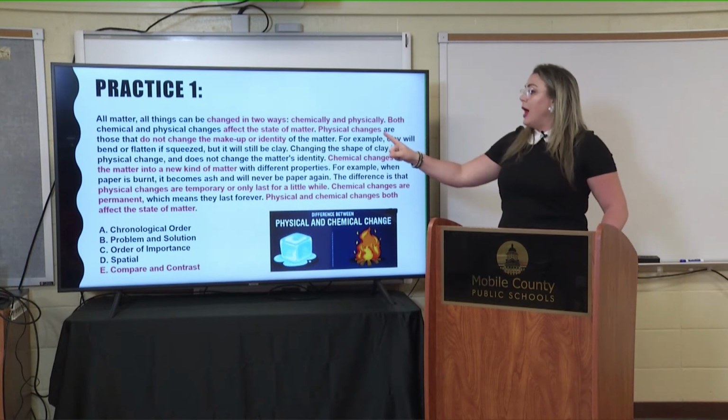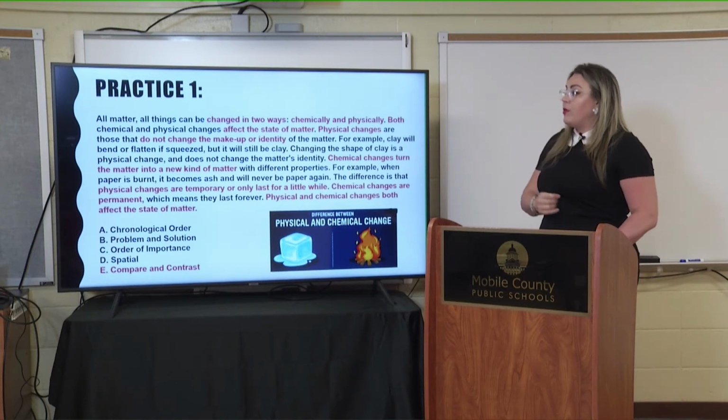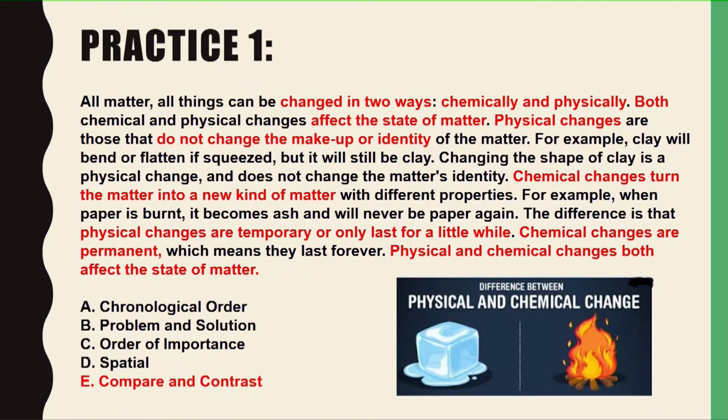Physical changes do not change the makeup or identity, whereas chemical changes turn the matter into a new kind of matter. Here it shows us how these 2 changes are different. Then it continues to say that physical changes are temporary and only last for a little while. Chemical changes are permanent. This again shows a contrast. And then it sums up the passage by saying that physical and chemical changes both affect the state of matter, which is a comparison because it shows us how they are alike. Great job.